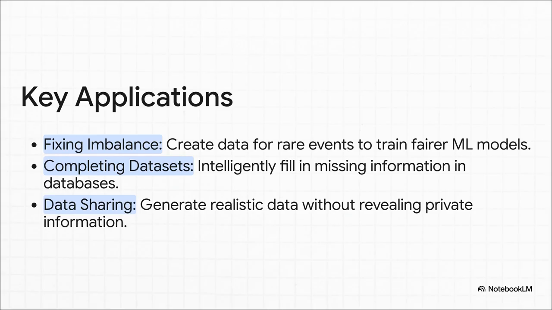So if you're studying something rare, like a specific disease or maybe fraud, you can now easily create more examples to build much fairer, more accurate models. Next, completing datasets. This tech can look at a complex database with missing info and just intelligently fill in the blanks. And third, and this one is a really big deal for privacy, is data sharing. A company can create a totally fake but super realistic dataset that looks just like their real private customer data. Then they can share that for research without ever exposing a single person's actual information.